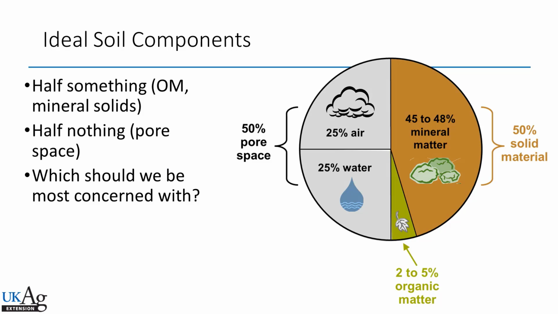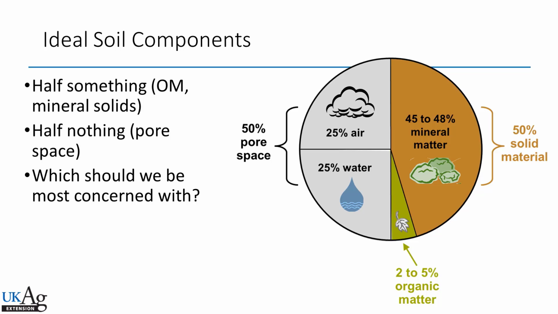So one of the most important characteristics about soil when it comes to soil fertility is soil structure. And soil structure has to do with those components of the soil. Now, the ideal soil is often considered to be half something and half nothing. And so that something is a mix of organic matter and mineral soil. In our soils, that's going to be about 2 to 5% organic matter. The rest, that mineral soil, which I think we most often think about as being soil.